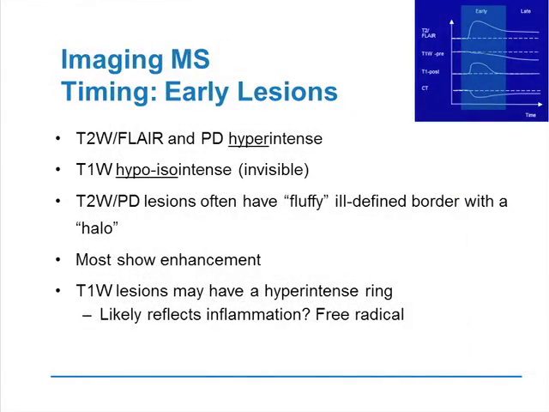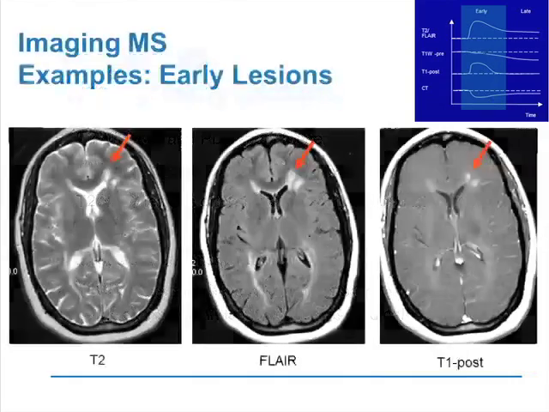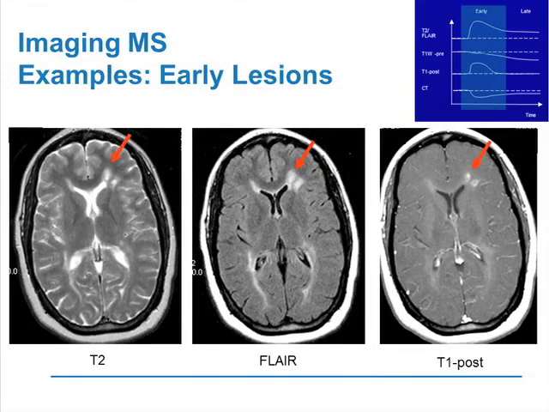So we can look at some of the imaging characteristics for the early lesions. As you know, they're going to be hyperintense or bright on T2 and flare and proton density. They often are a little hypointense on T1, and they might have kind of fluffy, ill-defined margins, and most show enhancement. Here are some examples of the early lesions that you can see in the left periventricular frontal lobe, again with ill-defined, fuzzy margins, and you can see some definitive enhancement associated with them, and they're seen quite well on both T2 and flare.